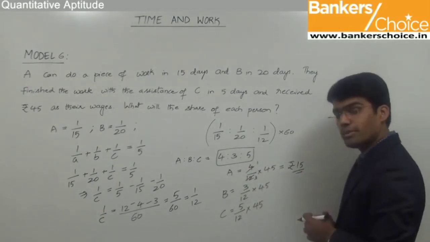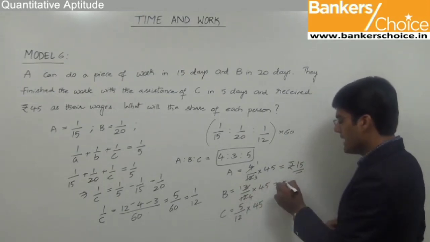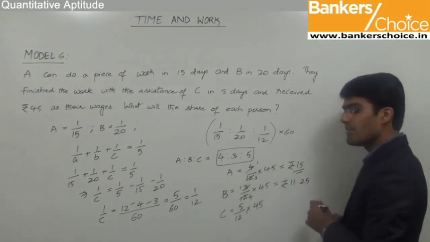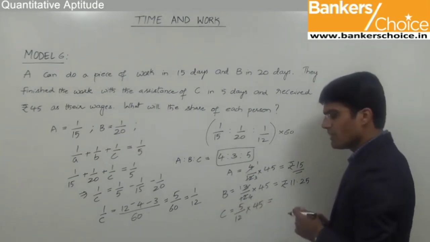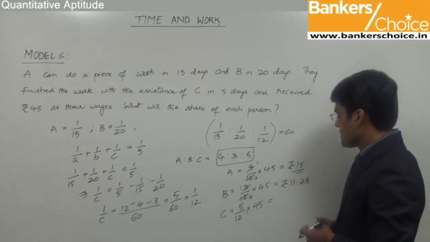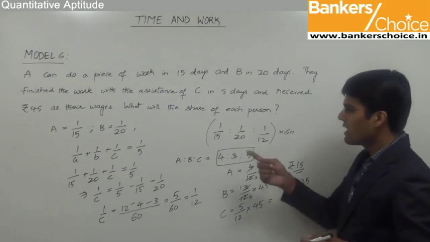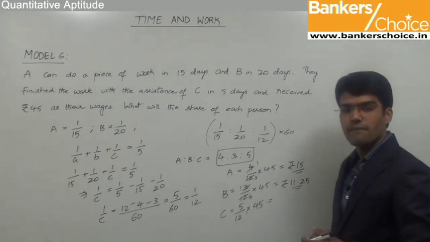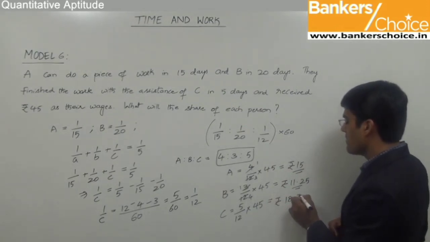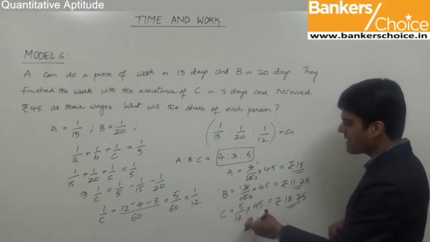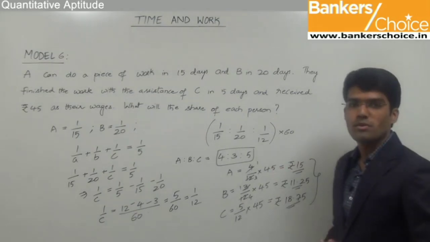So A should get 15 rupees, then 3 by 12 is 1 by 4 and 1/4 of 45 can be taken as 11.25 rupees. That is 11 rupees 25 paisa. And then the left out amount should go to C, or we can say 5 by 12 into 45 is the amount with C. So 15 plus 11.25 rupees is 26.25. And total amount 45 minus 26.25 will be equal to 18.75 rupees. So we can say the amount with C should be 18.75, or we can simplify this part to get the answer. So these are the individual shares of the three persons among the total amount of 45 rupees.